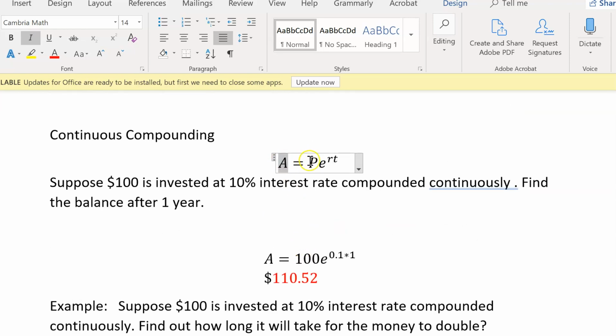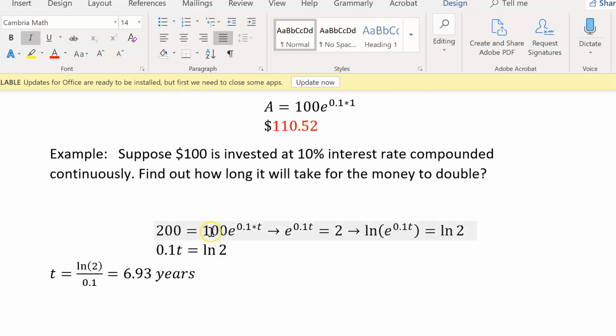So A is 200, P is 100, e to the 0.1 times t. So 200 is equal to 100 times e to the 0.1t. If you divide by 100, you get 2 is equal to e to the 0.1t. Now this is an exponential equation, right? All I did was divide 200 by 100, so I isolated the exponential. When I isolate the exponential, I get e to the 0.1t is equal to 200 divided by 100, which is 2. Now, an exponential equation, how do you solve this?